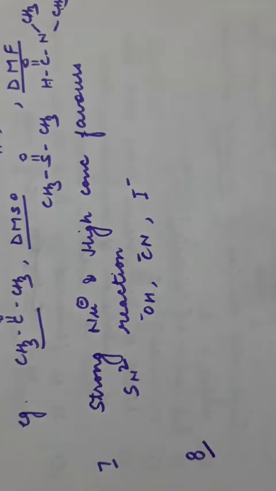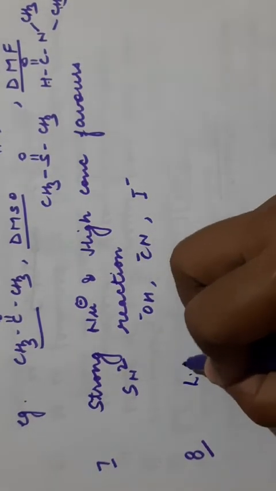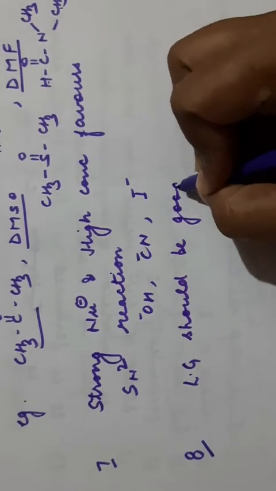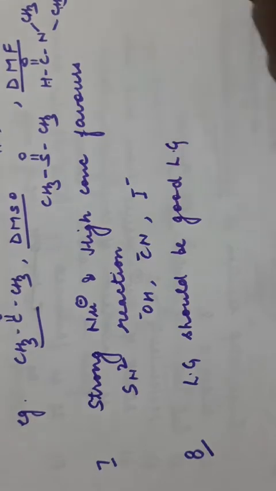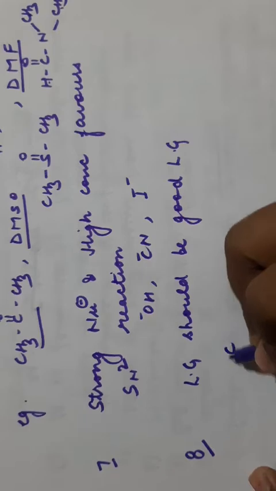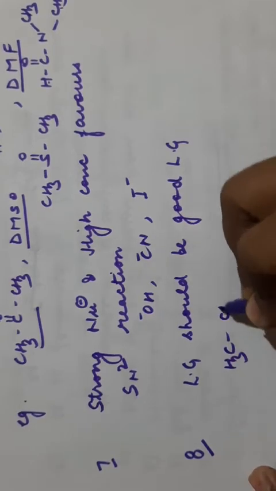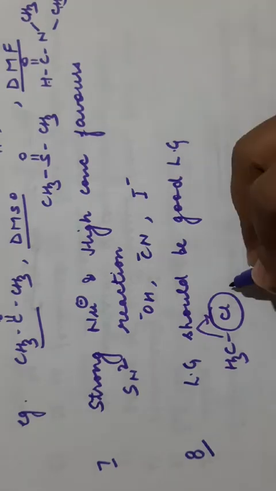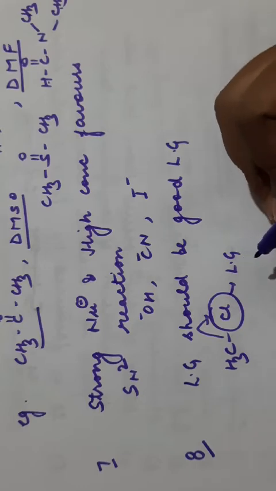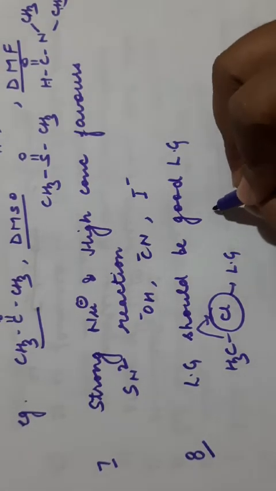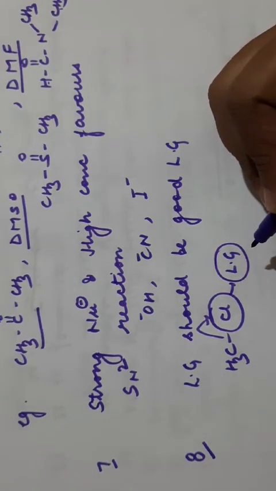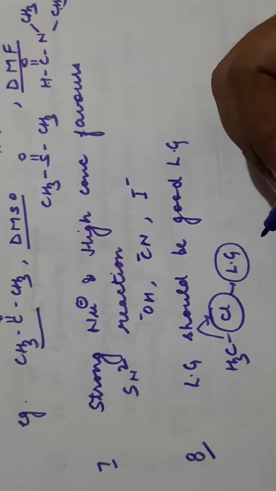Next, eighth point, the leaving group should be a good leaving group. Leaving group is good when it easily departs. So in the case you have seen, there was CH3 and Cl. The group which will depart or get removed is known as the leaving group. The better the leaving group, the more the reaction will be favored. A good leaving group is one which is a weak base.